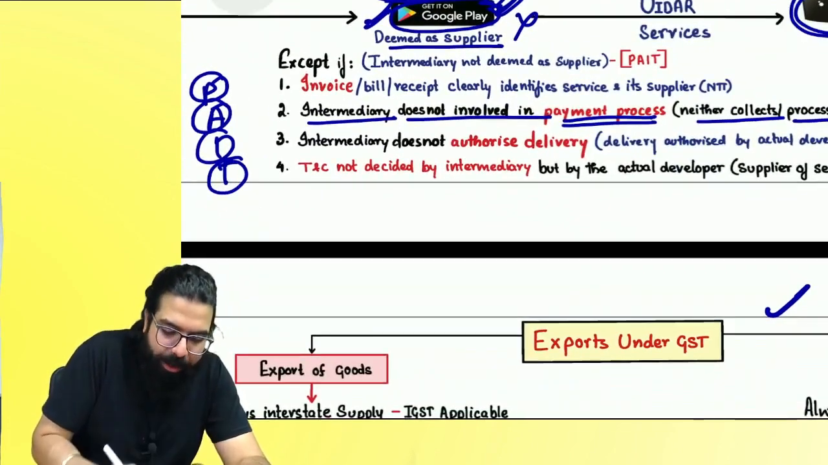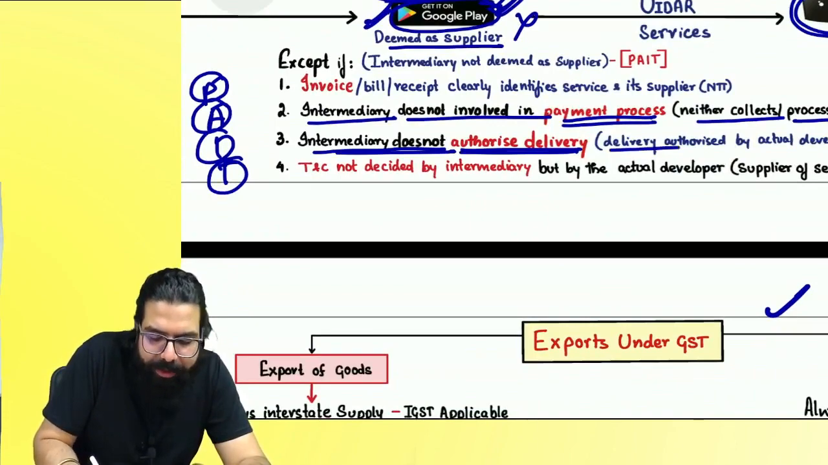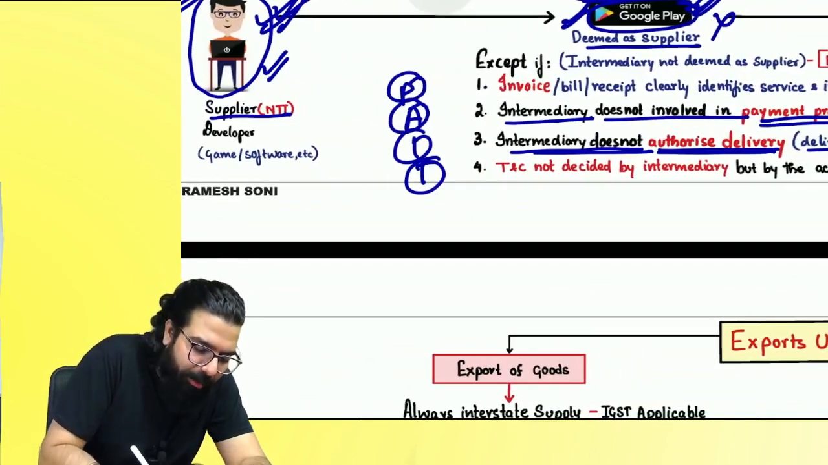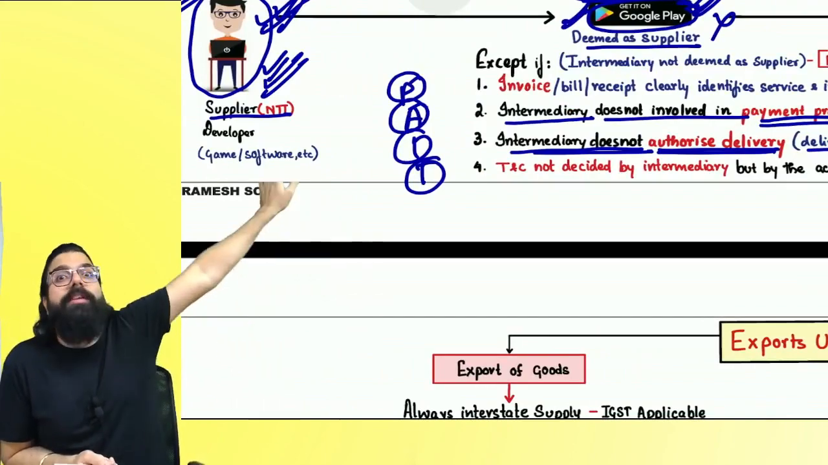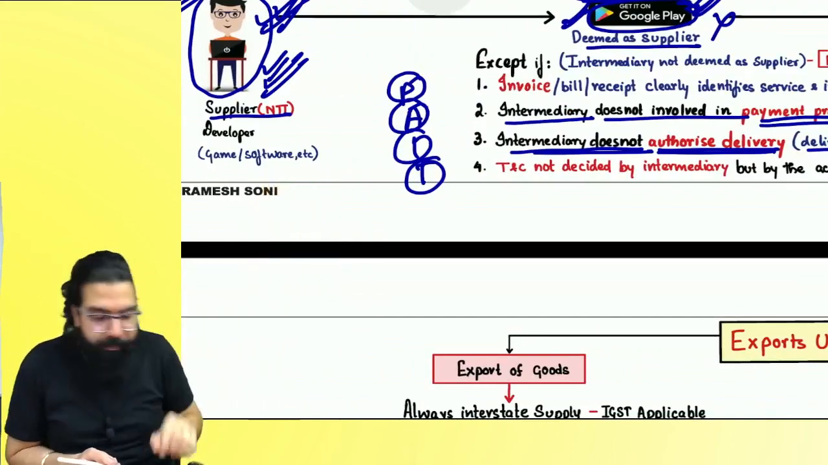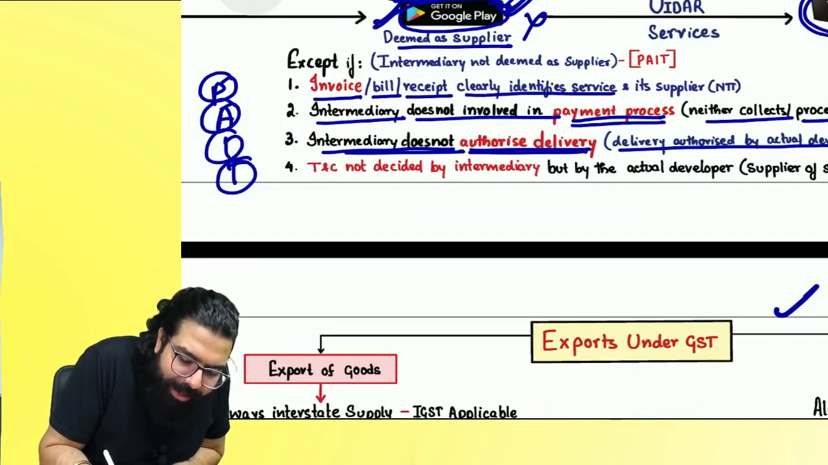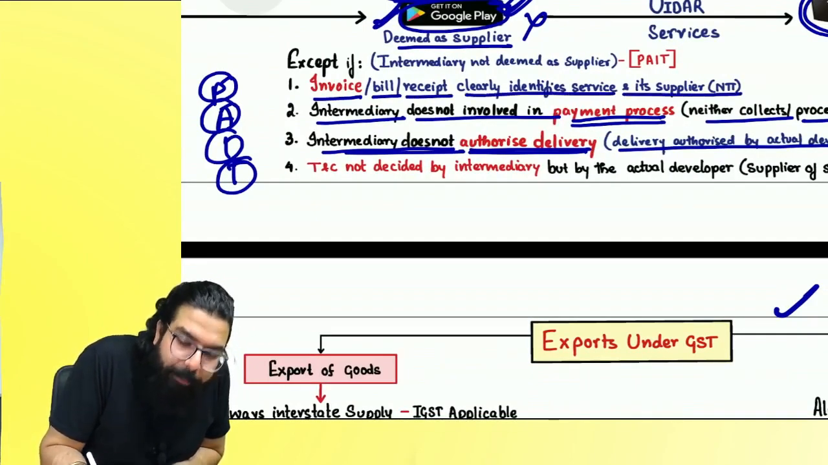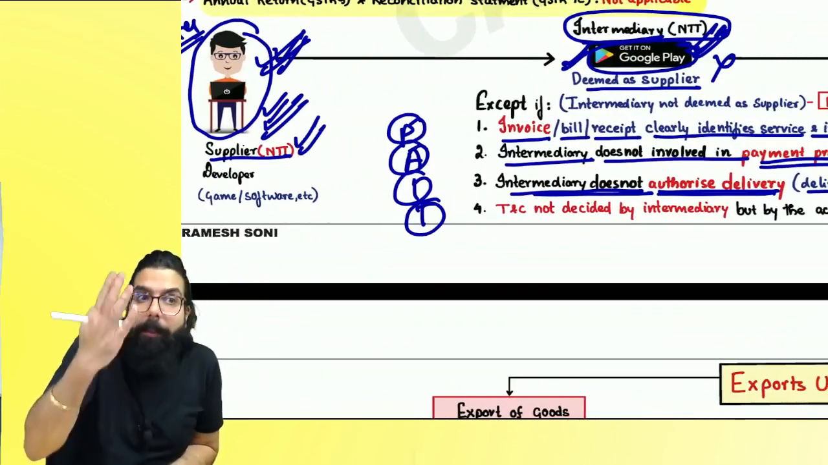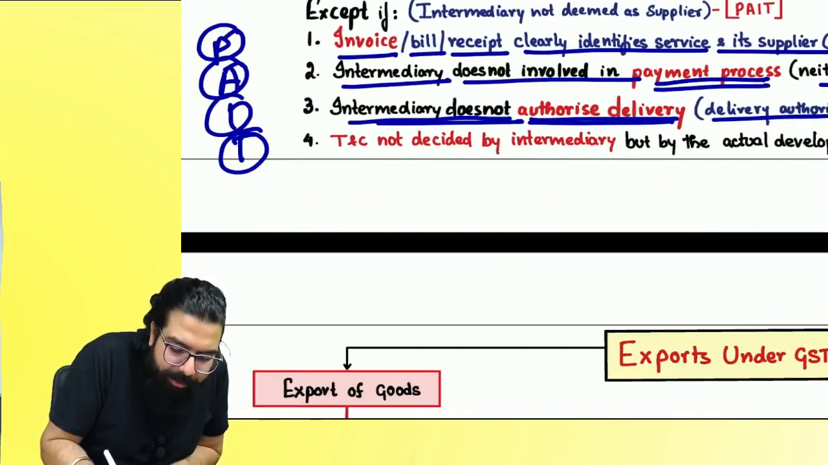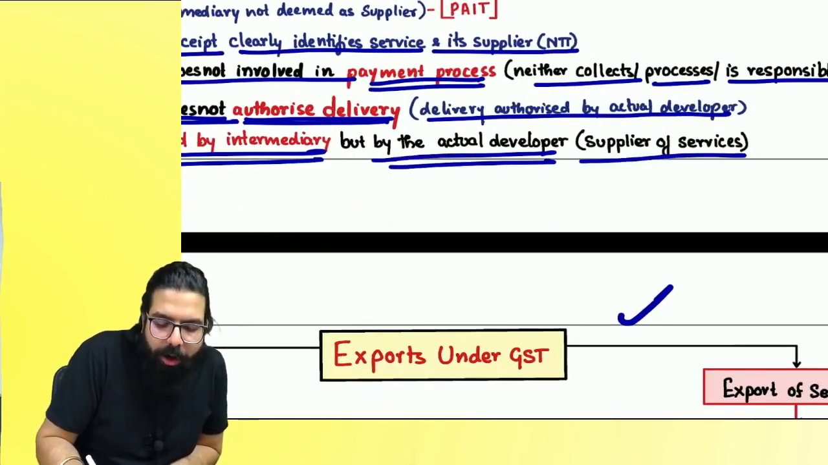Number 2, A, authorization. Intermediary does not authorize the delivery. Delivery is authorized by the actual developer. He authorizes the delivery. When you want it, he will authorize the delivery of the item. Then I, invoice, bill, receipt clearly identifies the service and its supplier. Basically, his name is there as the service provider. Number 4, terms and conditions are not determined by Google Play Store but by the actual developer or supplier of service.